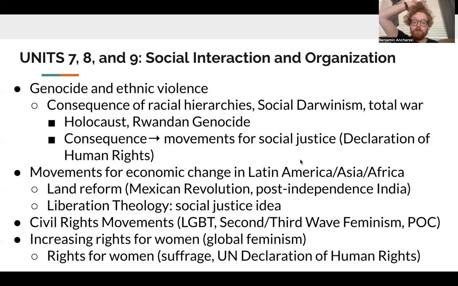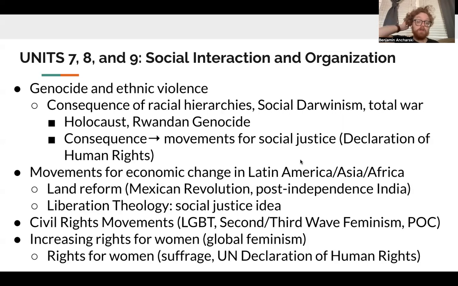Movements for change include solving economic inequality in places like Latin America, Asia, and Africa. And the biggest way that that is attempted is through land reform. Break up these big landed estates, give them to peasants. And we see that take place in Mexico during the Mexican Revolution, but we also see it in India as well, although it won't be successful in the long term in both of these countries.